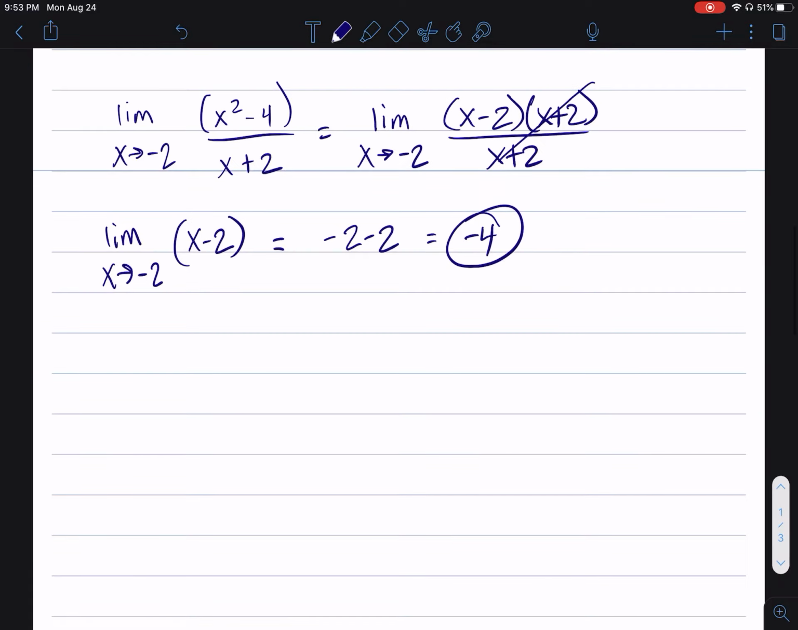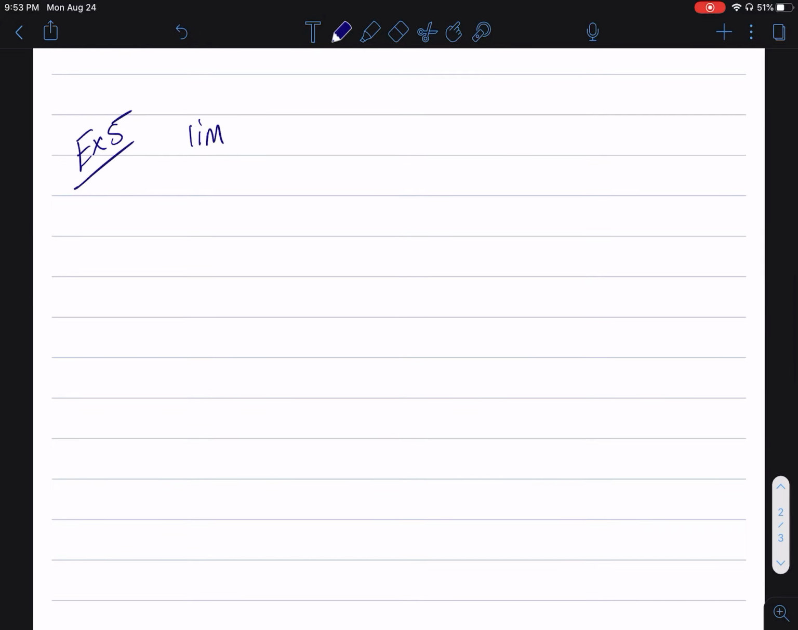All right, next example. So limit as x approaches 9. Okay, so we're actually going to look at two different ways that we can do this one. And the first way is just the same thing that we did before, so trying to factor this, okay?